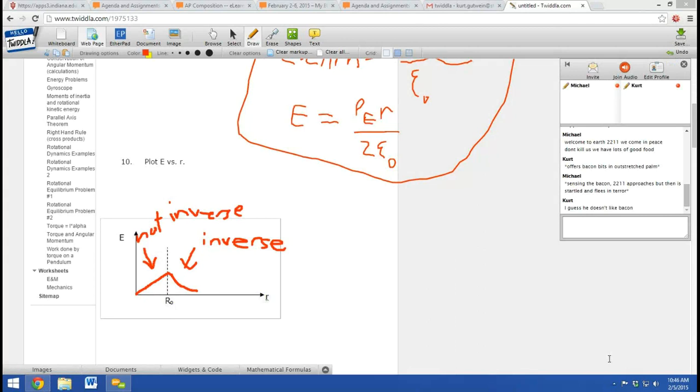So what do you mean by not inverse? Can you describe not inverse better, please? Linear, okay. I'm not sure if everybody could say that, but that's a linear relationship. And then he has this as being an inverse relationship.